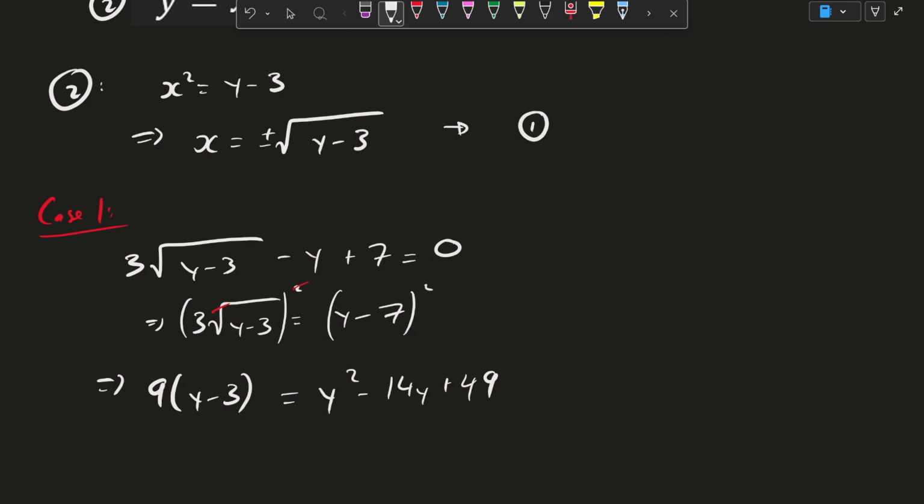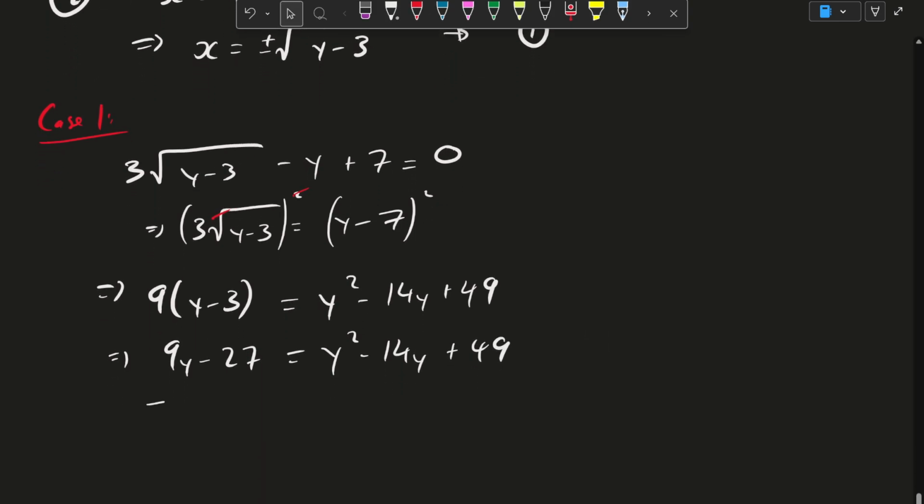So all we have to do is just rearrange a couple of things. So we get 9y minus 27 is equal to y squared minus 14y plus 49. So y squared minus 23y plus, what's that going to give us? 27 plus 49, that gives us plus 76 is equal to 0. So now we have to just solve this quadratic.